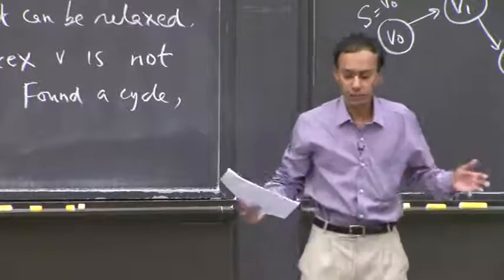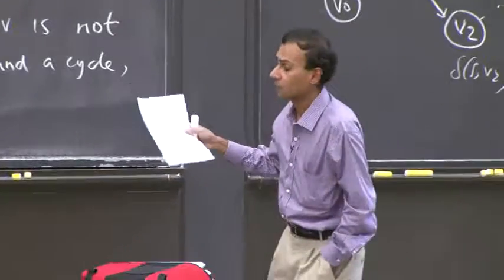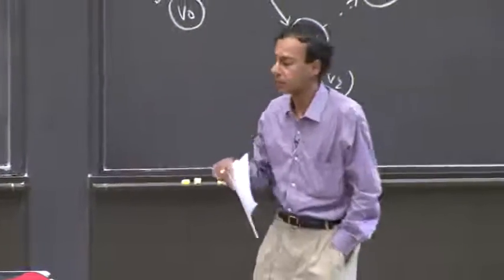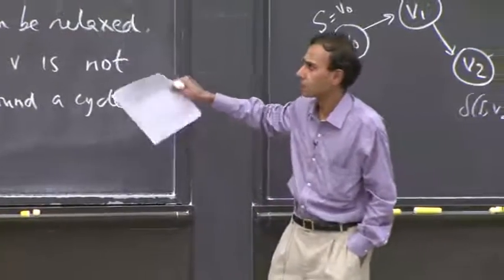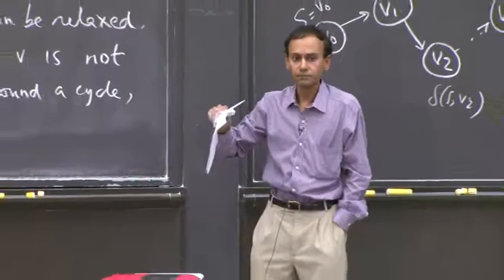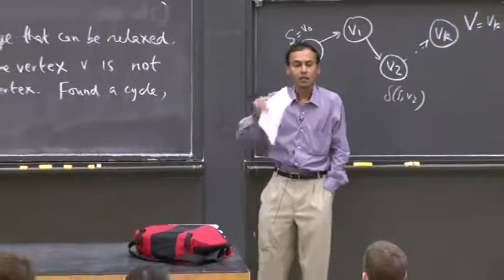So that's it with respect to Bellman-Ford. I want to do a couple of special cases and revisit the directed acyclic graph. But stop me here if you have any questions about Bellman-Ford. You first, and then back there.